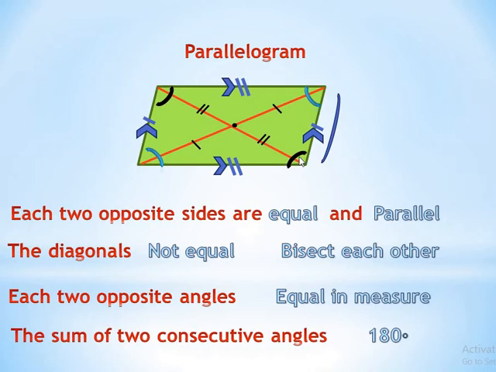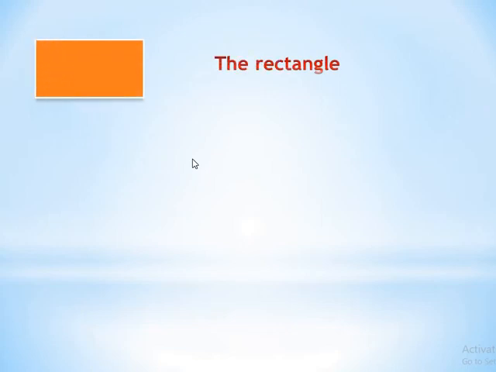If the parallelogram has a right angle, one of its angles is a right angle, what does it mean? It means this angle is 90 degrees, so this angle will be 90 degrees, and this angle will be 90 degrees, and this angle will be 90 degrees. In this case, we call the parallelogram a rectangle. The properties of the rectangle, like the parallelogram: each two opposite sides are equal and parallel.